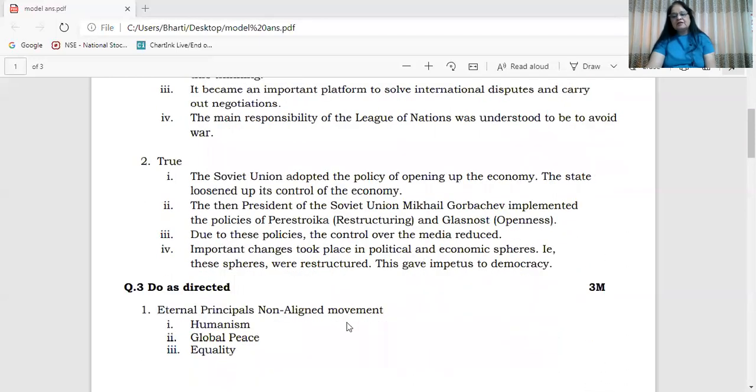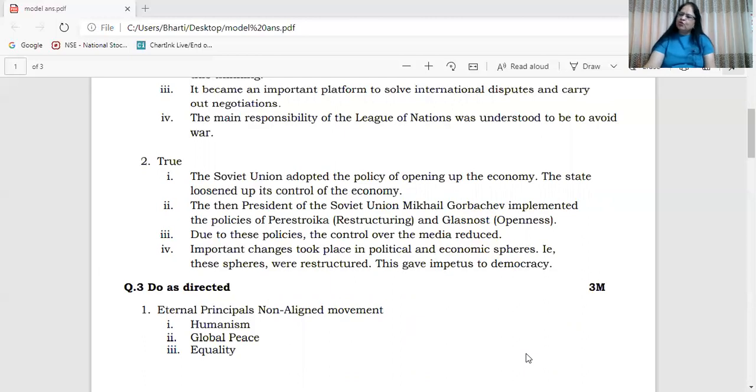3 mark, do as directed. आपको complete करना था. Question was eternal principles of non-aligned movement. 3 circles were there. Okay. First is humanism. Second is global peace. Third is equality. Once again, I'm repeating: humanism, global peace, and equality. All 3 correct. You'll be scoring 3.